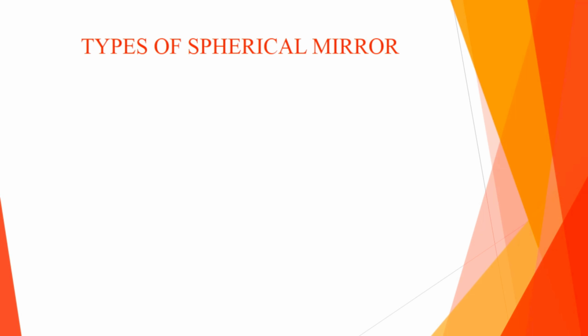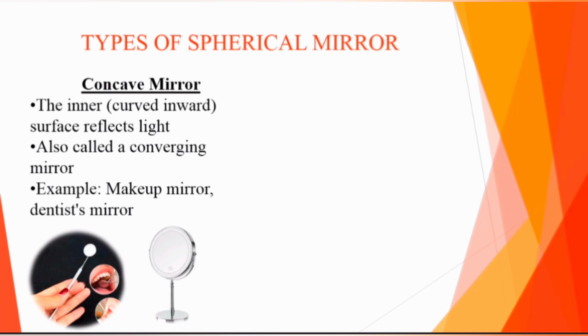When we consider the types of spherical mirrors, the concave mirror is the mirror whose inner surface reflects light. This mirror has a surface that curves inward, like the inside of a bowl. Because it reflects light rays inward, it's also called the converging mirror. We will find concave mirrors in things like makeup mirrors and dentist mirrors, where they help focus light and produce magnified images.